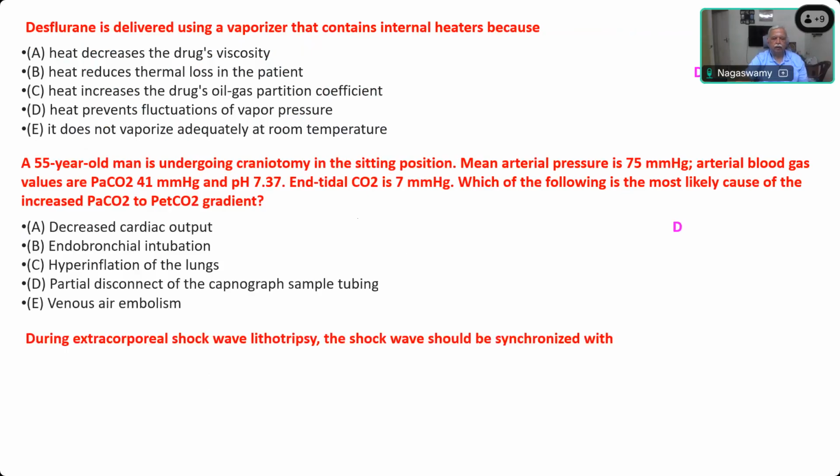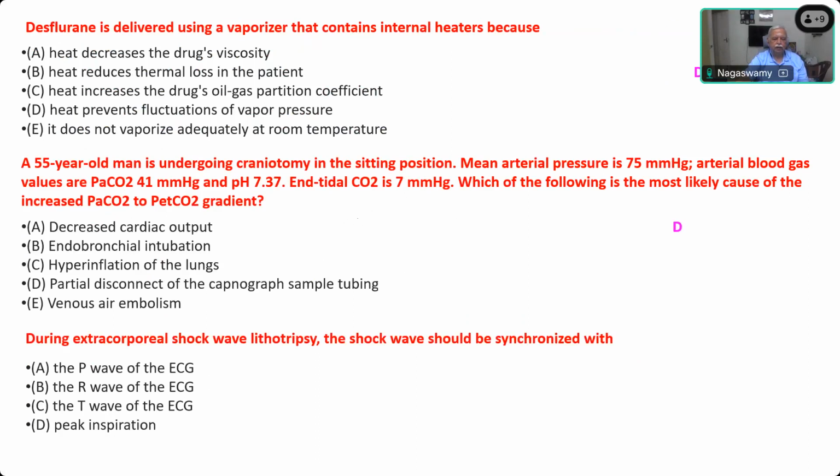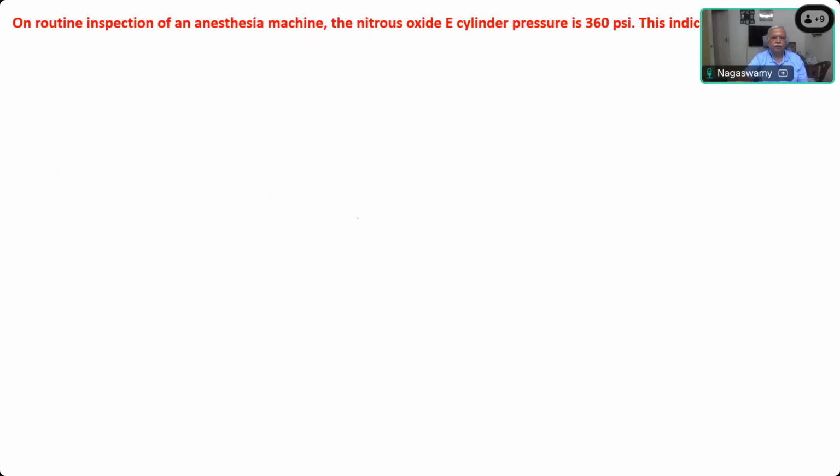During extracorporeal shockwave lithotripsy, the shockwave should be synchronized with P wave of the ECG, R wave of the ECG, T wave of the ECG, peak inspiration, end expiration. Peak inspiration. R wave of the ECG. R wave, yeah, that's the contraction, no? It's R wave. So it should coincide with the frequency.